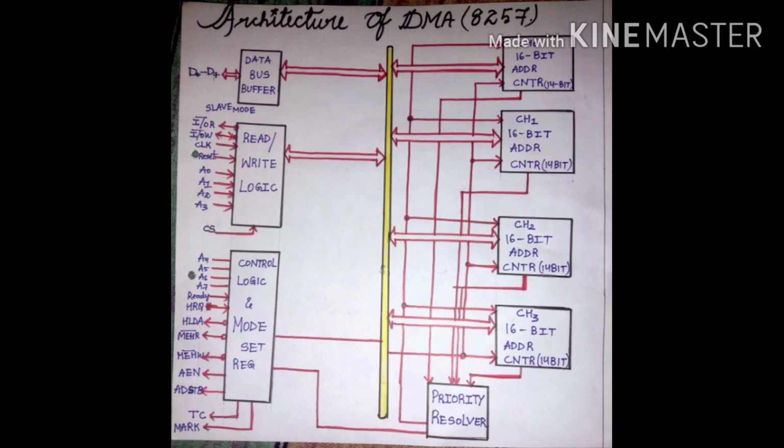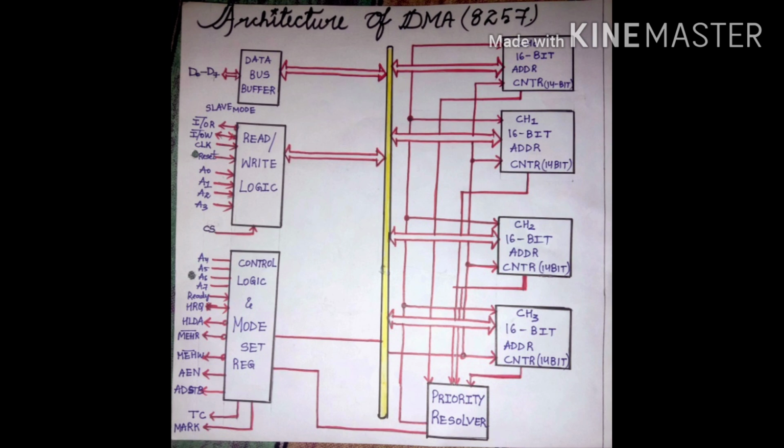MR, memory read, reads the data from the addressed memory location during the DMA read cycle. AEN is used to disable the address bus and data bus. ADSTB, address strobe, is the strobe signal that latches the memory address. TC is terminal count, which indicates the present DMA cycle to the peripheral devices.